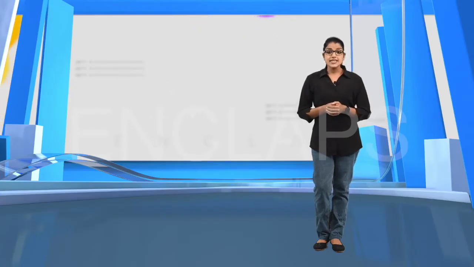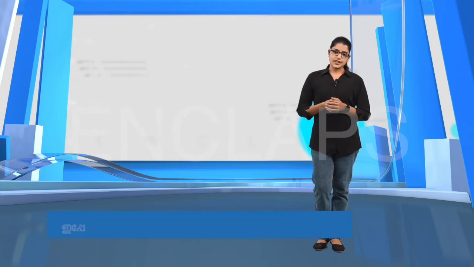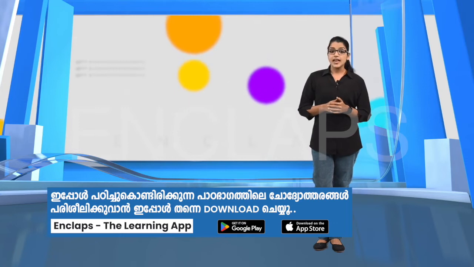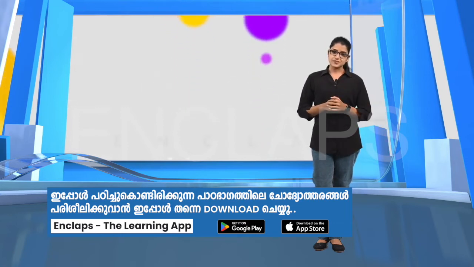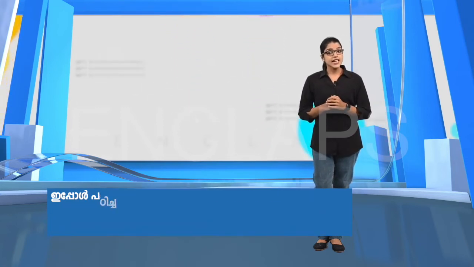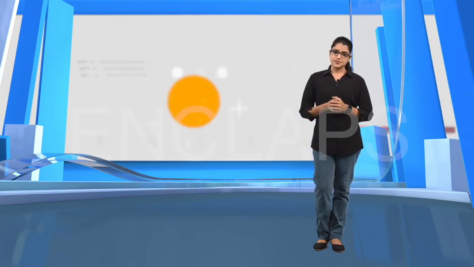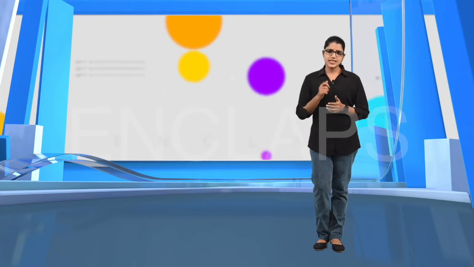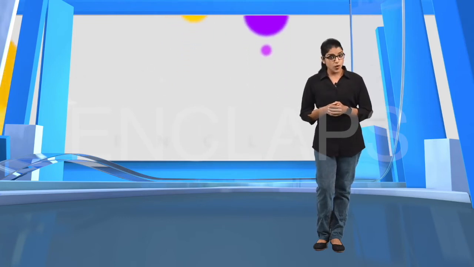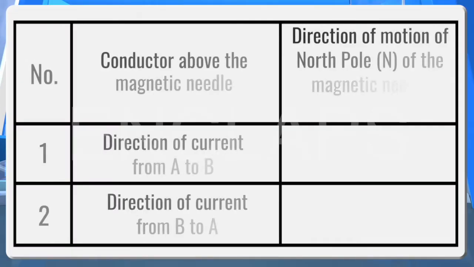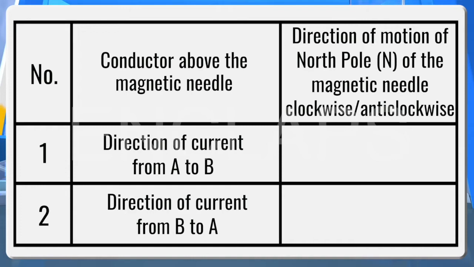When the battery is connected in the opposite direction and the current is reversed, the needle deflects in the opposite direction. This is due to the inverse of the magnetic field around the conductor. Also, in all the cases, when the switch is off, the magnetic effect on the magnetic needle disappears. Now, let's complete the table in the palm book based on this observation.